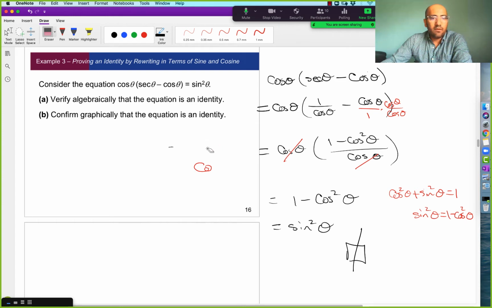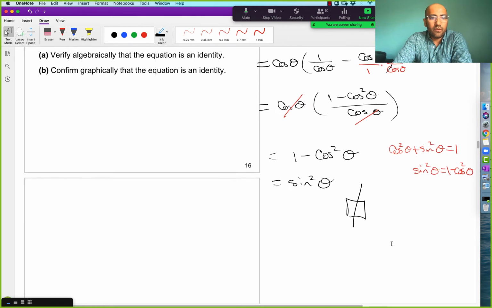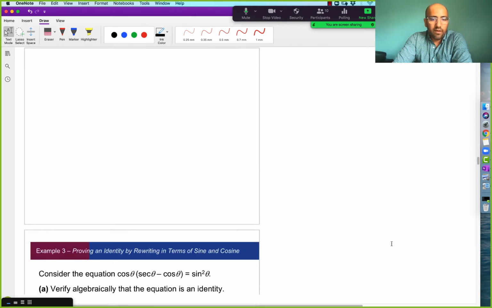And then confirm graphically that the equation is an identity. Okay, well, you can just go on Desmos and type in this ugly thing, and then type in this thing, and just confirm that they both give you the same result. So I don't think that that's worth our time, but you're welcome to try and do that on your own, and I'm sure that there's a nice graph over here from the author.